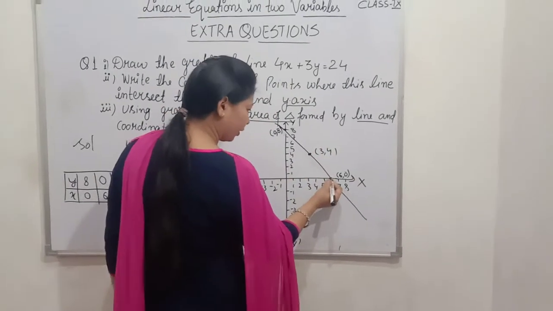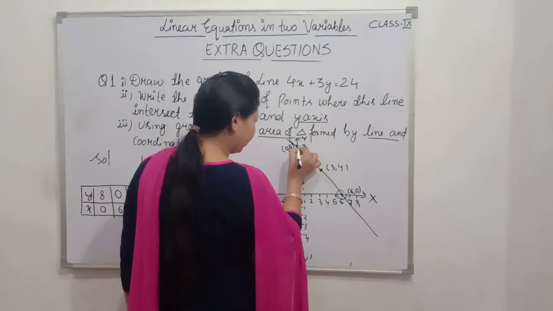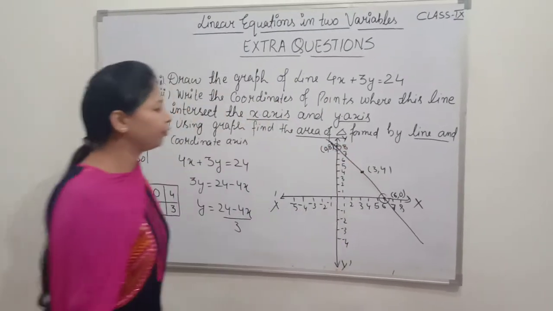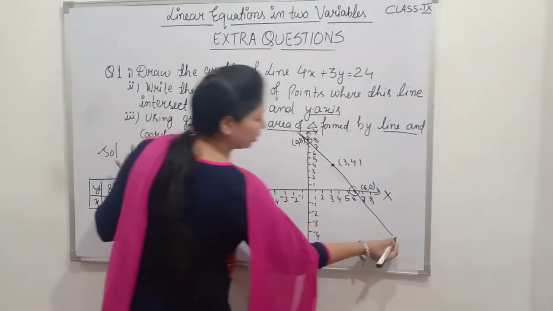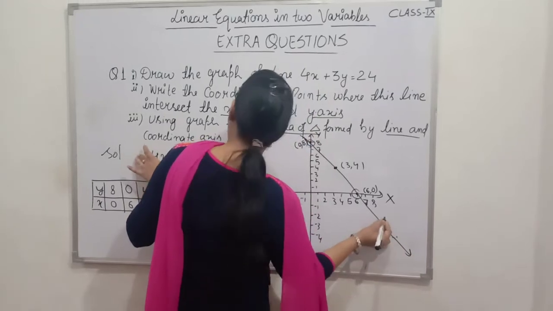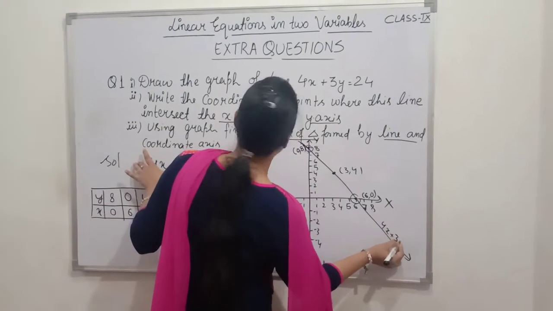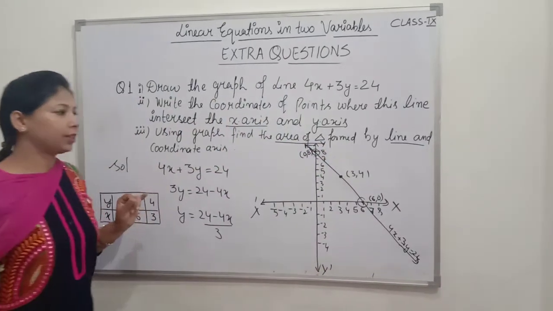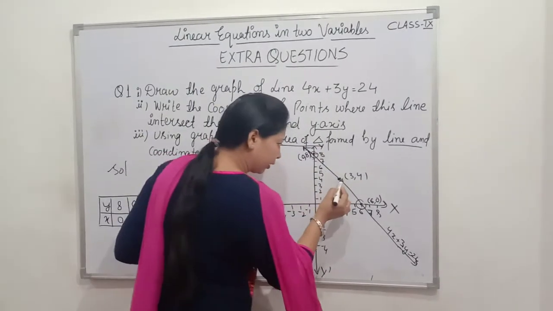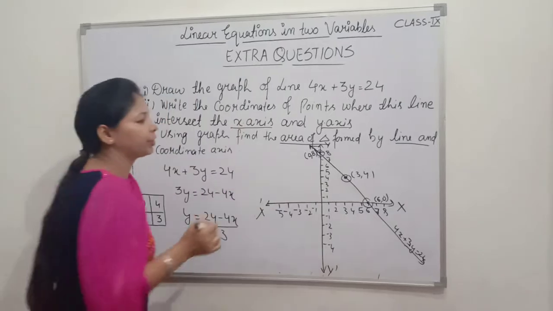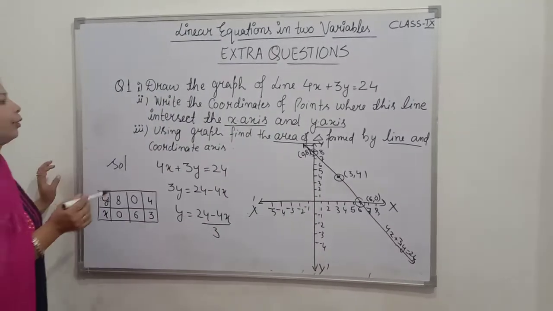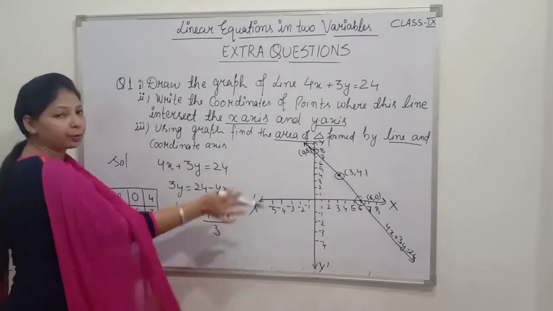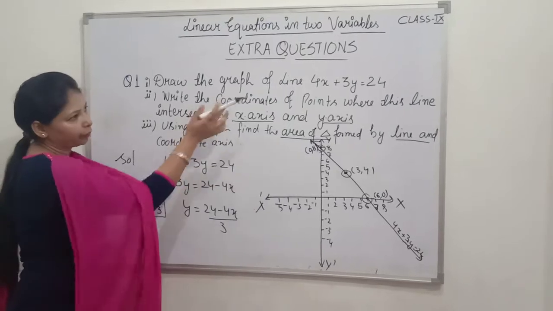So this is the graph of this linear equation, 4x plus 3y is equal to 24. Hope this point is clear to you. This is 3, 4, 0, 8 and 6, 0. Now this is the first part. We have drawn the graph of this line.